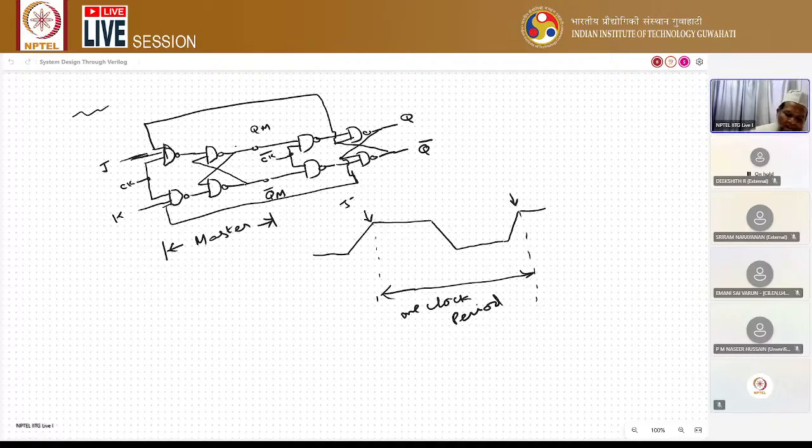Here, if I start with J equal to 1, K equal to 1, and the previous state is 0, then to get this state 0, 1, this is basically SR. We take the truth table of the SR flip-flop, S R and Q(n+1). For 0, 0, it remains in the previous state. For 0, 1, regardless of the previous state, it is 0. For 1, 0, regardless of the previous state, it is 1. 1, 1 is not allowed.